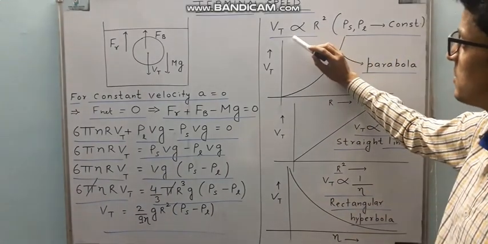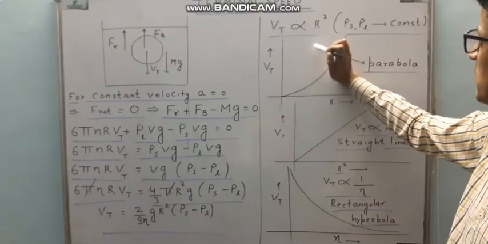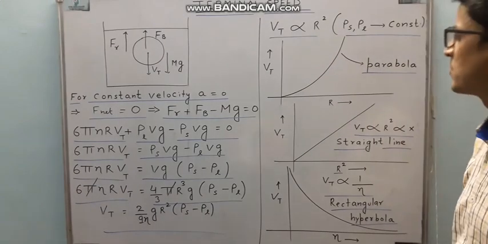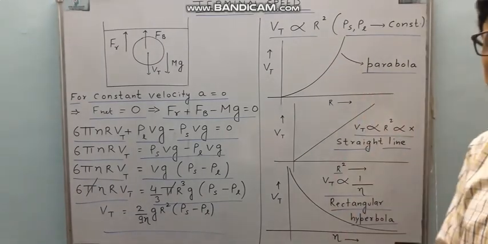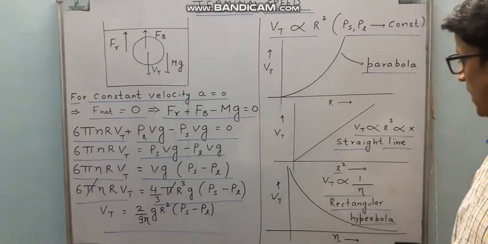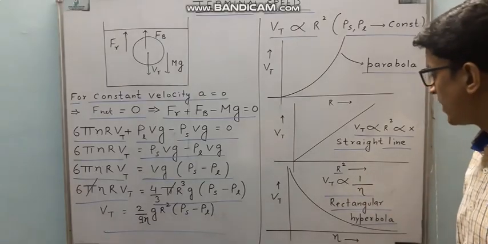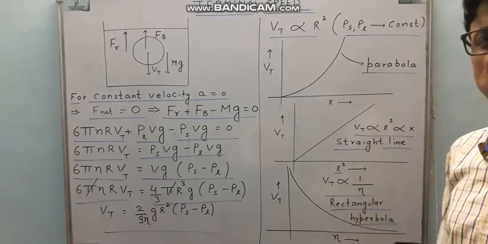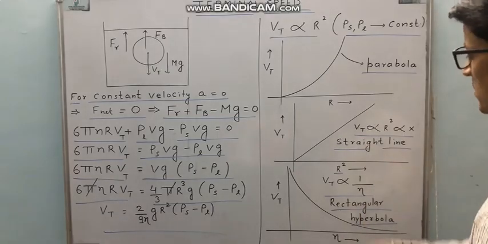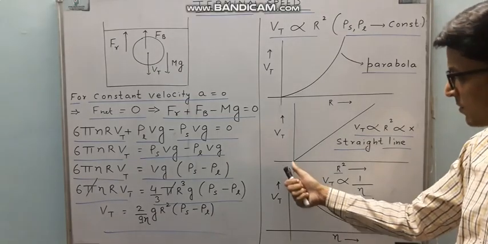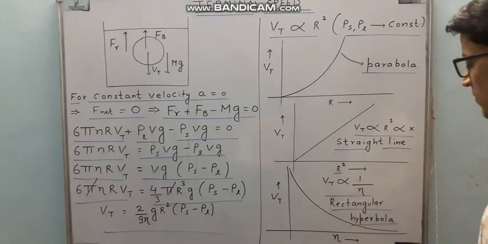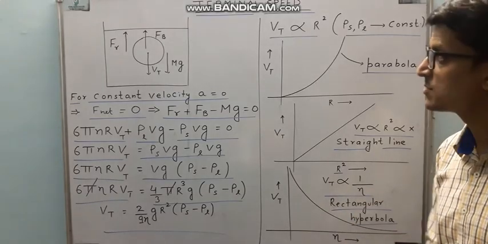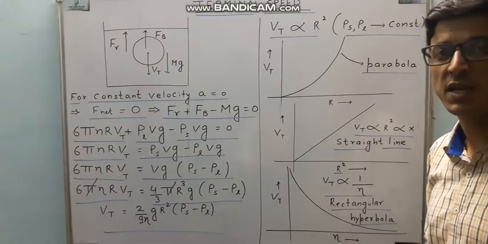Now let's look at the graphical variations. The first thing is terminal speed is proportional to r square if rho solid and rho liquid are constant. So the graph will be a parabola between terminal speed and r. If we look at the graph between Vt and r square, that will be a straight line. I assume that r square is equal to x, so that will be a straight line variation. And if I draw a graph between Vt and eta, the graph would be a rectangular hyperbola. So in this way you can solve your questions quickly.